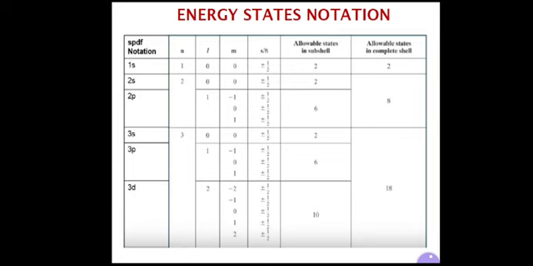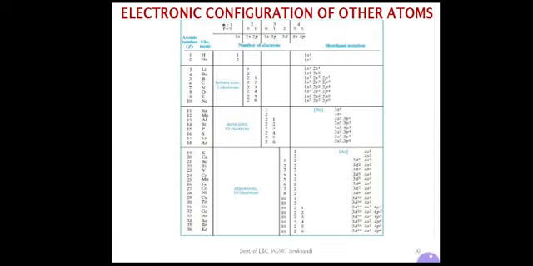For example, for the He atom, the electronic configuration is 1s2, and the outermost orbit is filled with electrons. So He is stable in nature. In case of Na, this table shows the electronic configuration for the other atoms.